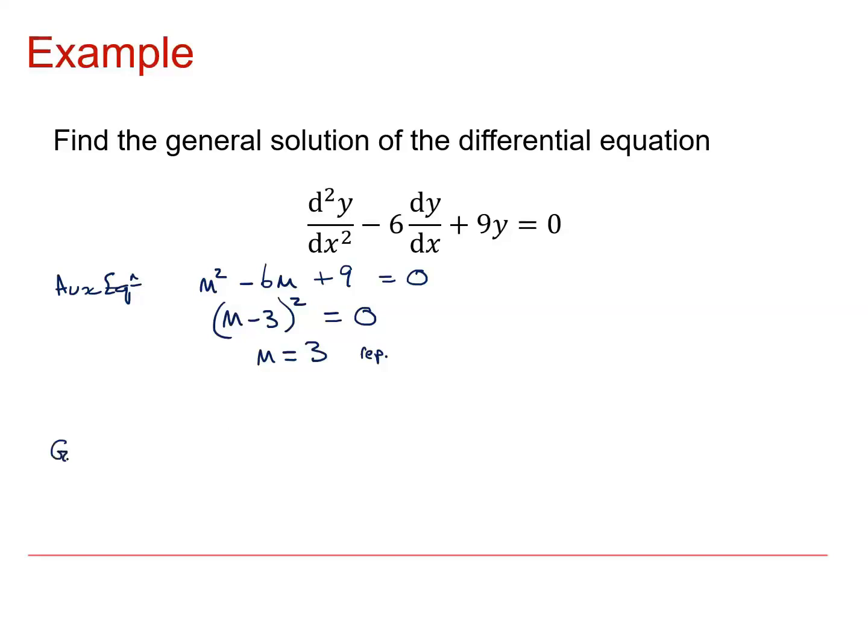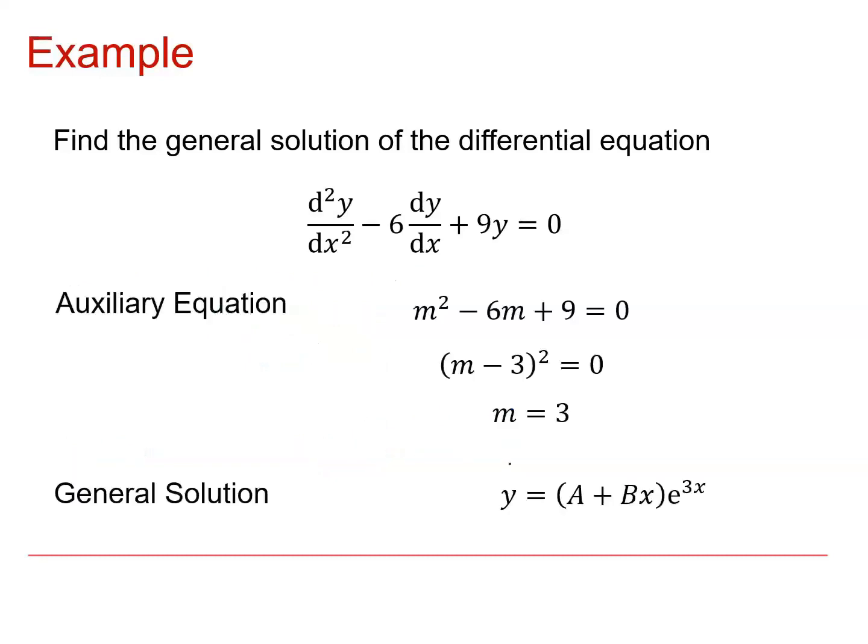So my general solution then, using the strategy we saw on the previous slide, is to write y is equal to a plus bx, times e to the 3x. So this involves two constants, and I brought the second constant in with an extra x. There's that written up more tidily for you. There's my auxiliary equation and my repeated solutions, and therefore my general solution.